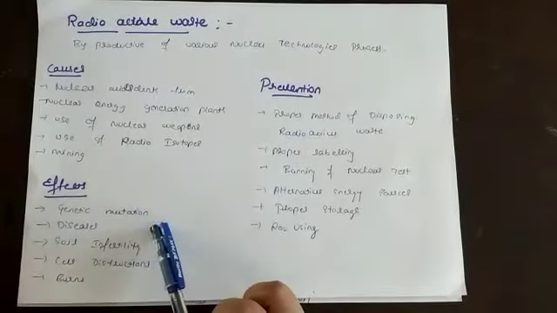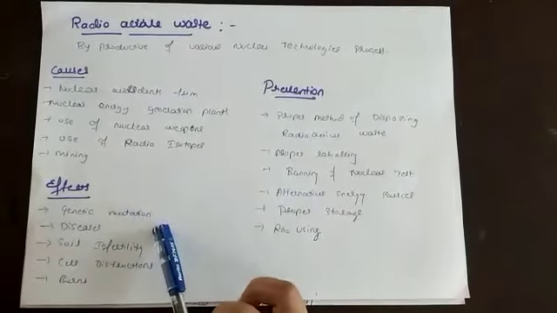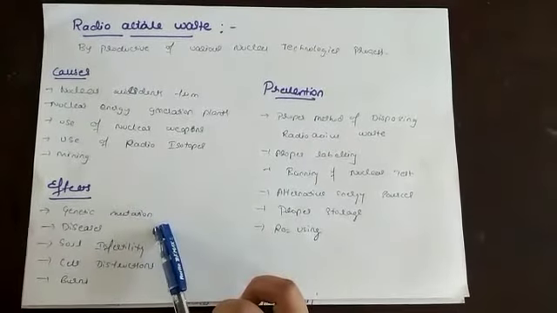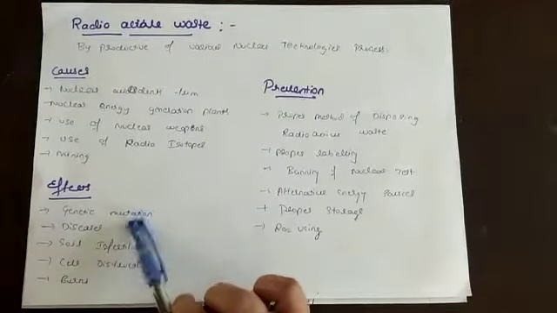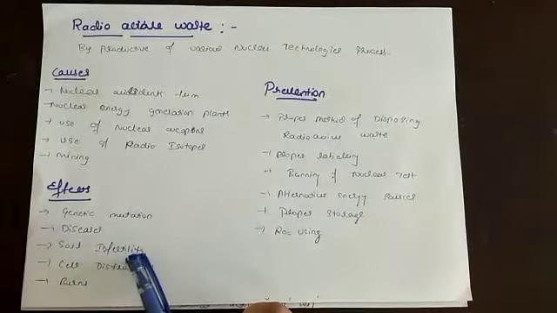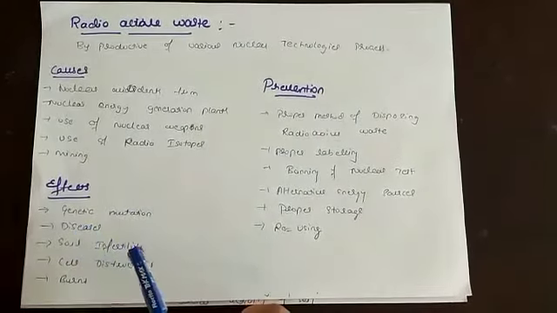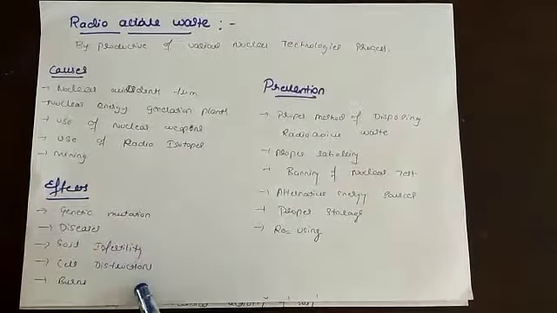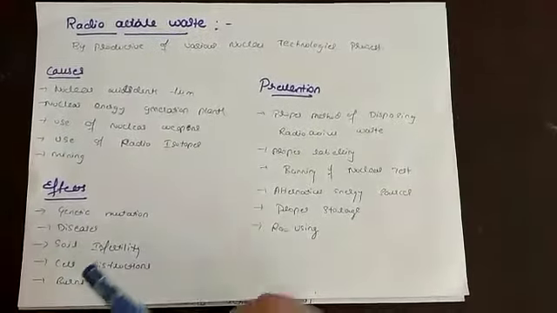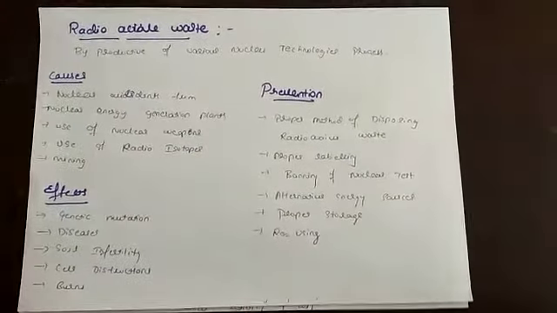The effects: it causes mutation. Mutation means a sudden change in the genetic material, mainly in DNA, which causes related diseases. It also causes soil infertility; the soil won't be fertile and cannot grow any plant. Cell disturbances and some burns. What are the preventive measures?